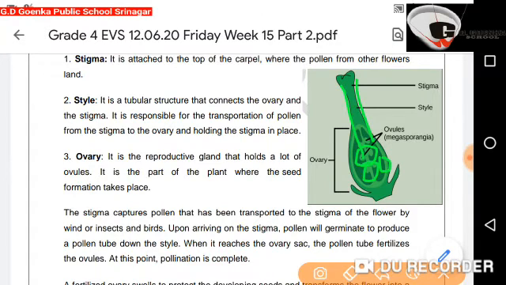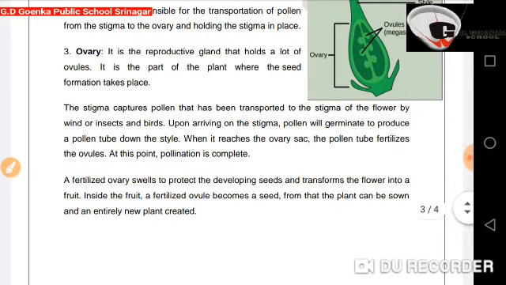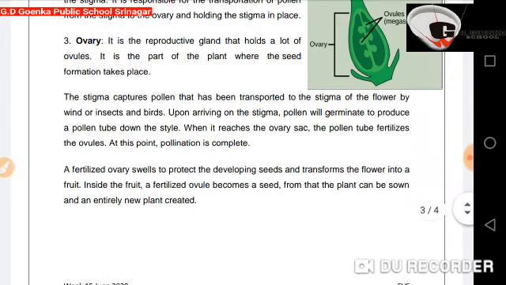the pollen tube fertilizes the ovules. Here, at this point, pollination is complete. A fertilized ovary swells to protect the developing seed and transforms the flower into a fruit. Inside the fruit, a fertilized ovule becomes a seed. From that, the plant can be sown and an entirely new plant created.